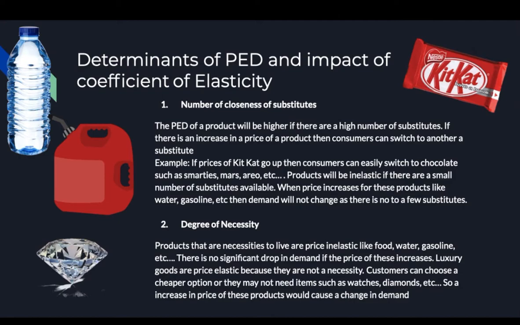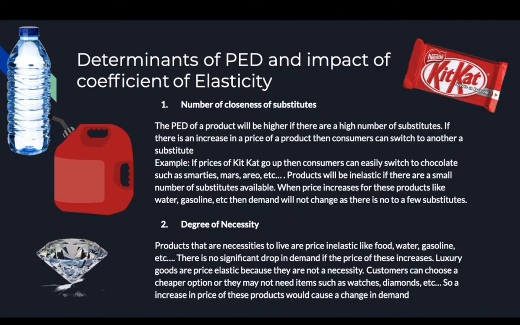So an example is, if prices of Kit Kat go up, then consumers can easily switch to chocolates such as Smarties, Mars, and Aero. Products will be inelastic if there are a small number of substitutes available. When the price of these products increases, like water and gasoline, demand will not change as there are only a few substitutes. So now I'll go through the second determinant of PED, which is the degree of necessity.